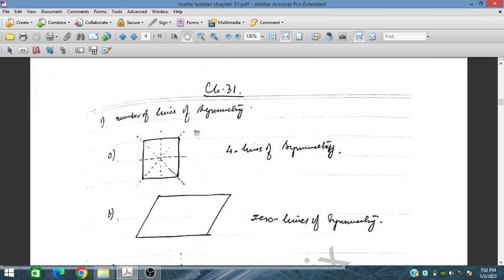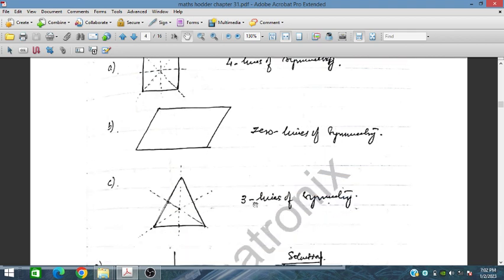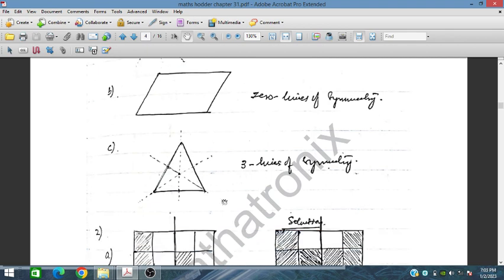For question number 1, we have this with four lines of symmetry: the first line of symmetry, second, third, and this fourth line of symmetry for the square shape. For this parallelogram, zero lines of symmetry exist. For this equilateral triangle, three lines of symmetry exist.